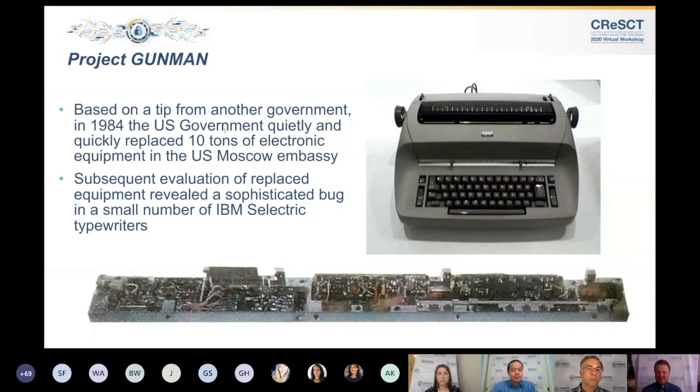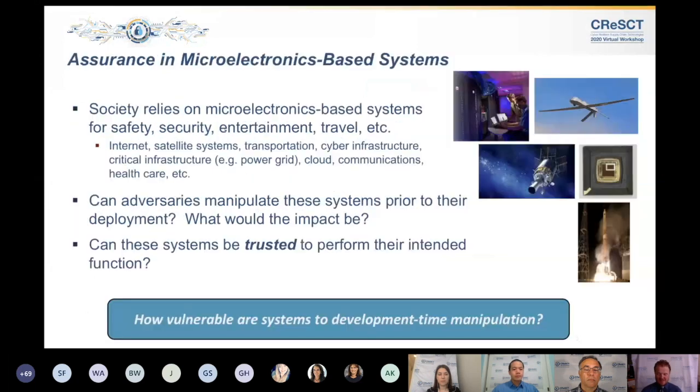This is an example of a system that does what it's supposed to do, because the typewriter was able to produce documents, but it did more than what it was supposed to do. How did that get in there? Well, I don't know if it was a supply chain interdiction or some other means, but this is an example of a system that had been subjected to subversion and had subversive alterations.